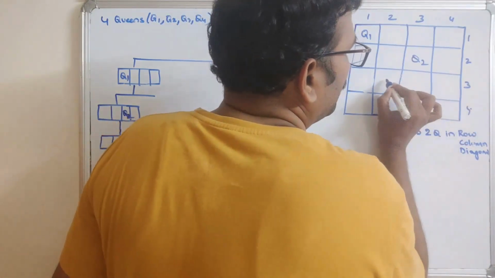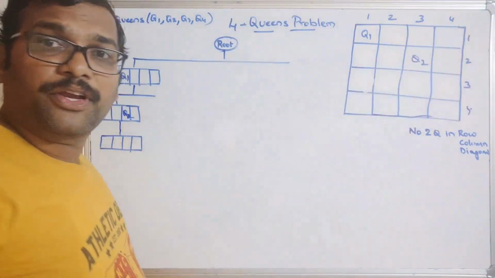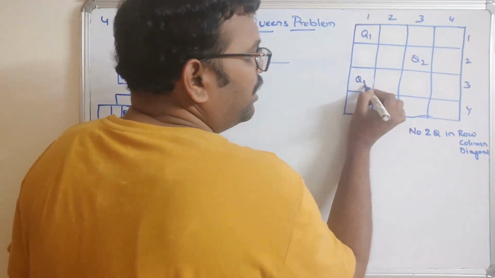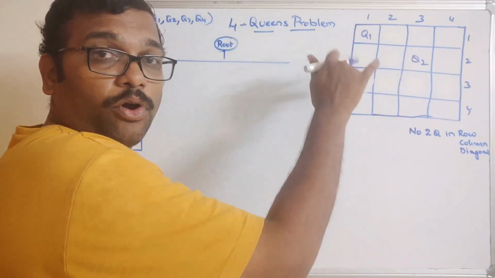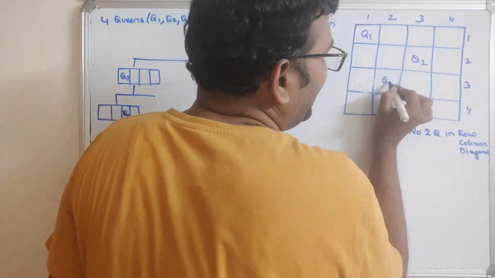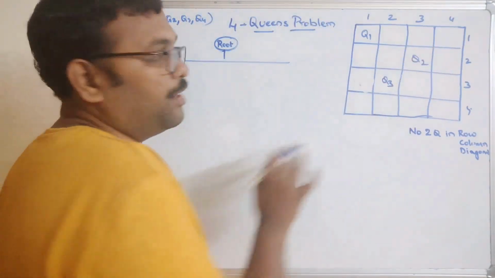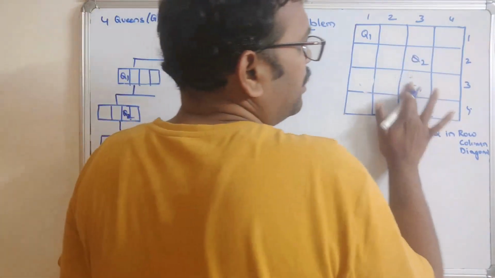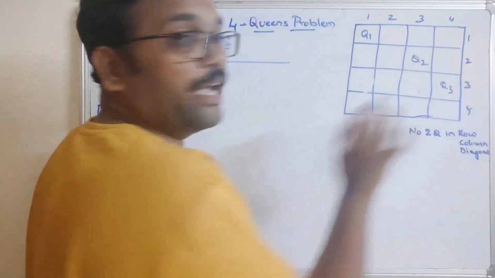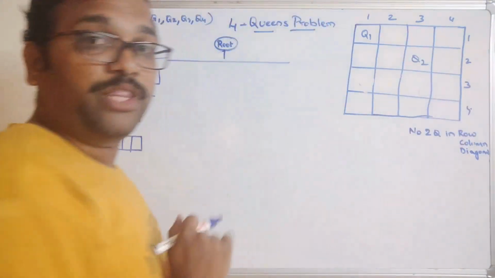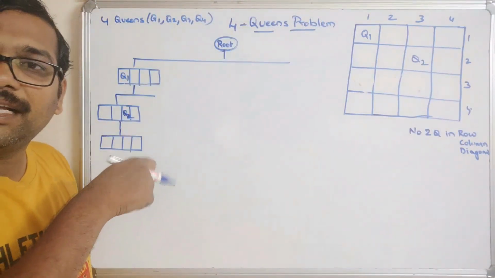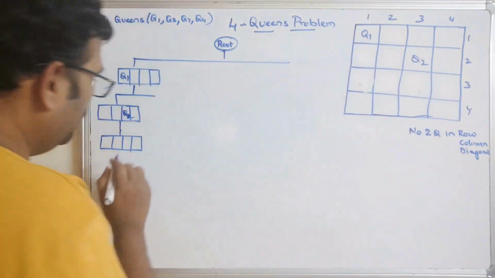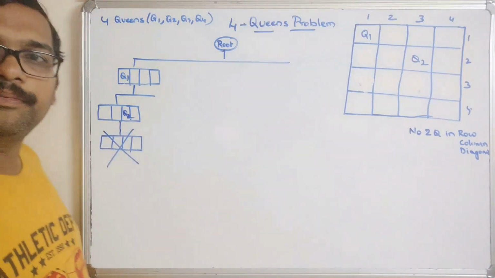See, there is no option to place Q3. Hope you understood. If you place Q3 here, it violates the same column. If you place Q3 here, what happens? Diagonal. If you place Q3 here, again both are in the same column. And if you place Q3 here, diagonal. So there is no position to place Q3. So this path doesn't give the proper solution. So backtrack. Here we can't place Q3.